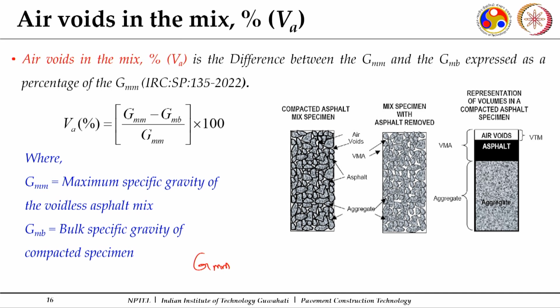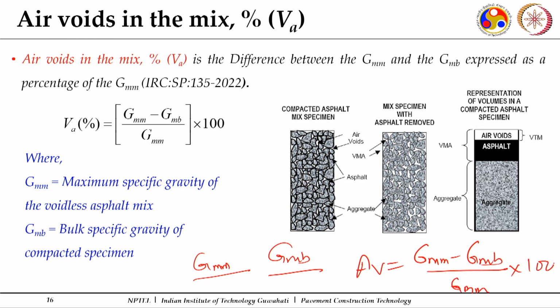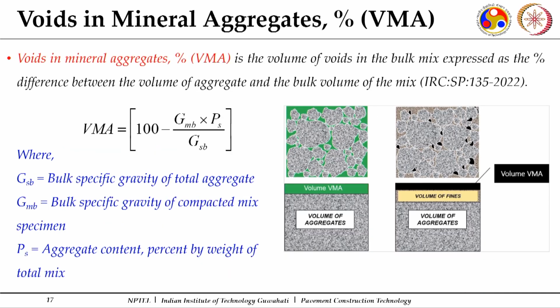Now I have my maximum specific gravity GMM of the mix, and I have the bulk specific gravity of the mix. So how much air void content will be there in this particular mix, that I will work out as this. This will give me my air void volume with respect to the volume of the mix. Whatever air voids are there, I am working out the volume of these air voids with respect to my total volume. So this will be a percentage, which I will get. This is important. I need to see how much air voids I am having in my mix.